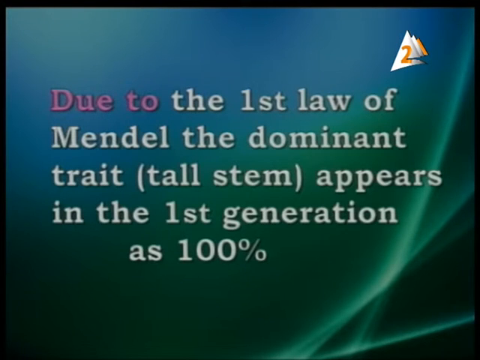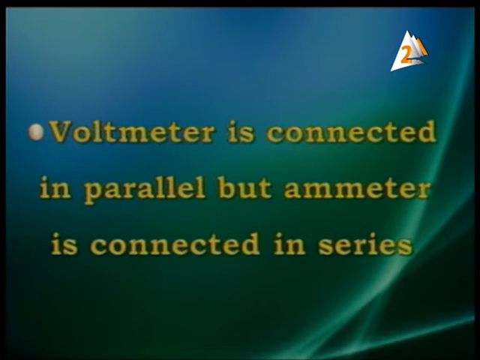Why? Because of the first law of Mendel, the law of dominance: the tall stem trait appears in the first generation as 100%. So it is the dominant trait found in this plant that appears in the first generation as 100%. After that, we have another one.